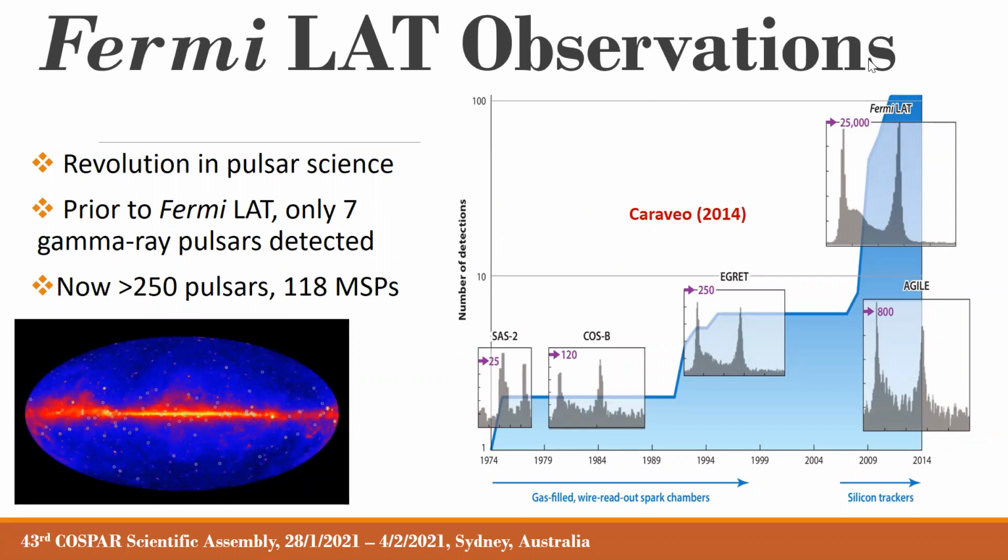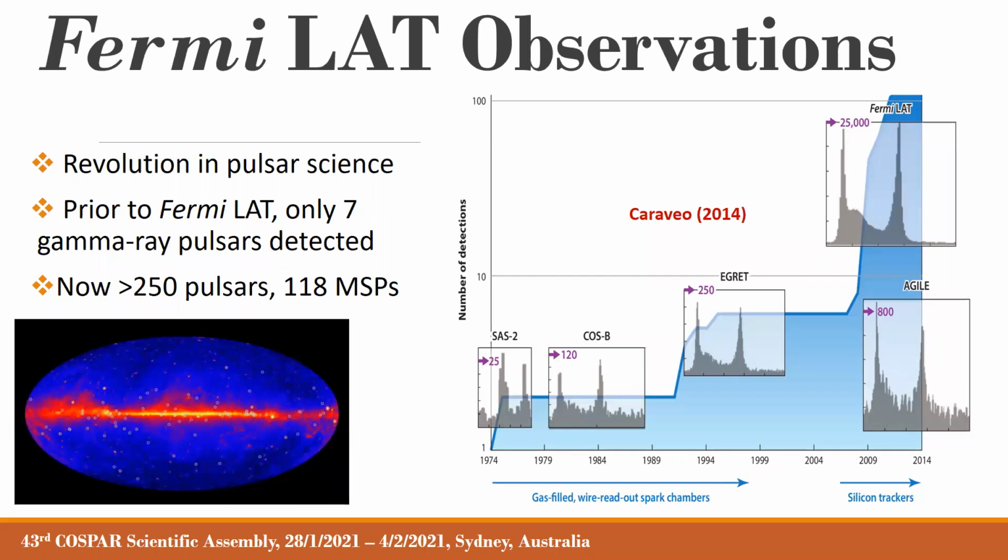Now, Fermi-LAT, or Large Area Telescope, has brought about a revolution in pulsar science. Prior to Fermi, only 7 gamma ray pulsars were detected. And currently, we are now sitting at 250 detections. 118 of those are millisecond pulsars.